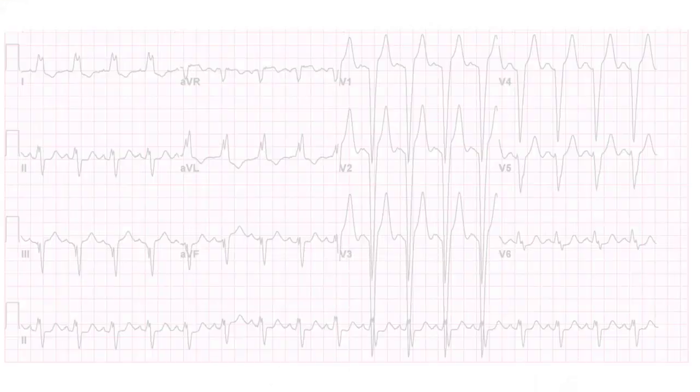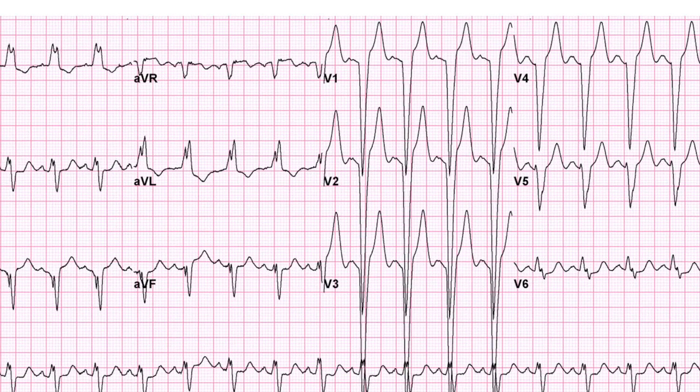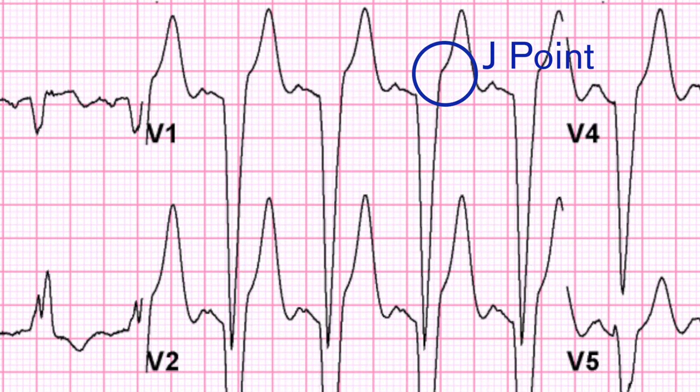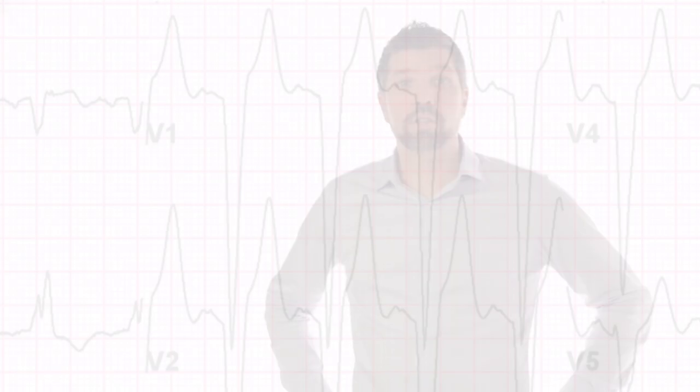In order to detect which branch is being blocked in a monofascicular block, the turn signal trick is really handy. Using lead V1, locate the J point. The J point is the end of the QRS complex where the S wave becomes isoelectric, and determine if the previous 0.04 seconds are positive or negative. Just like the turn signal in your car, if you want to turn right, you move the signal up.